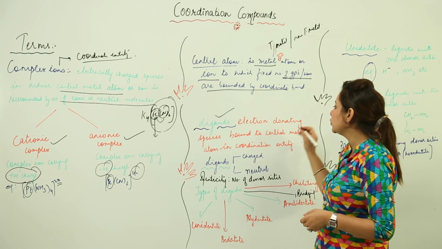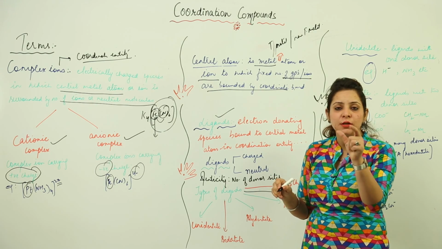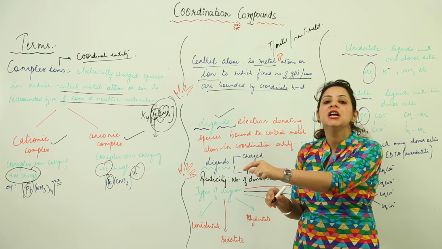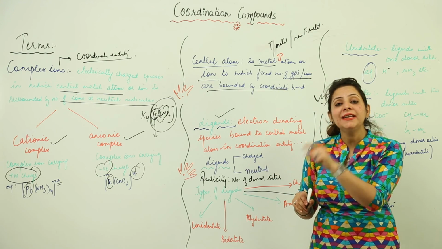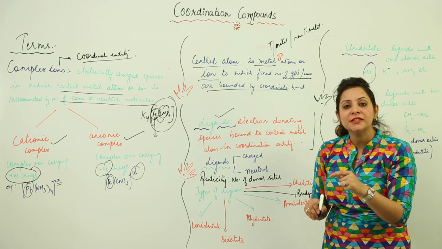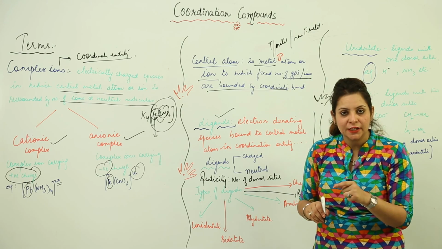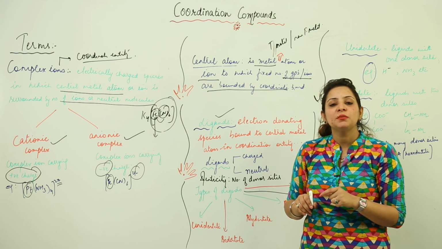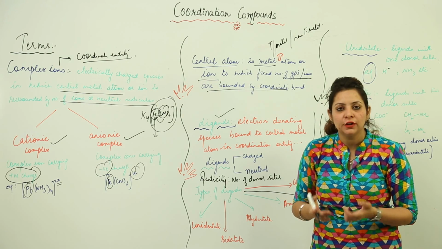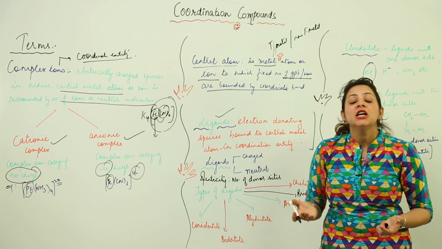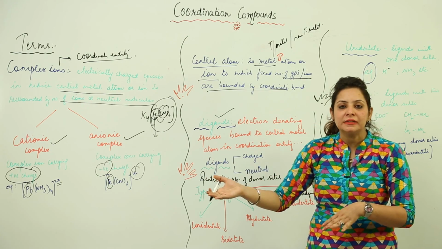So ligands are a fixed number of groups which are joined to the central atom, right. And why are they joined? They are joined because they are electron donors. That means they have an extra lone pair, so they can donate it to the central atom.